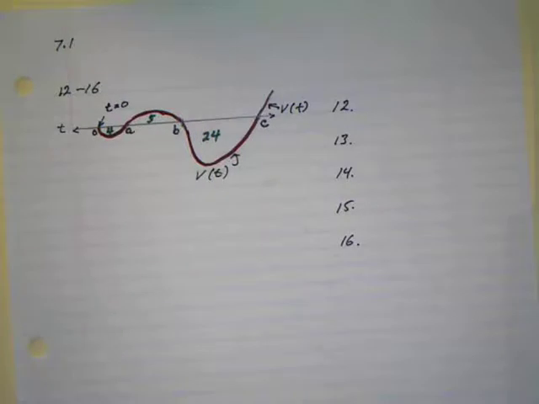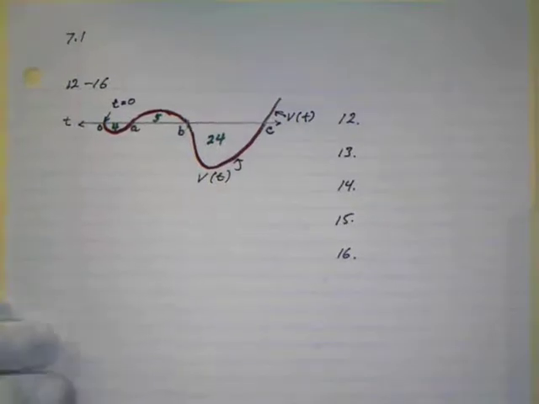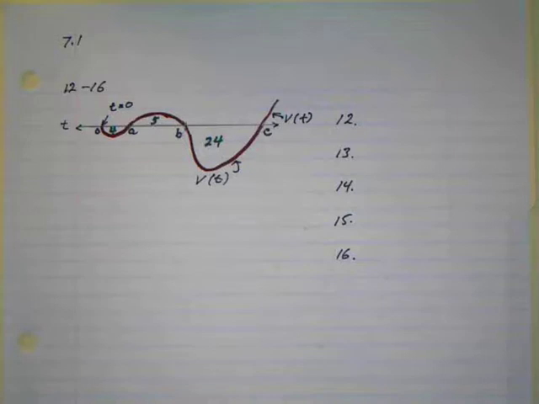Okay, this is 7.1, and these are a little shorter problems. So this is 12 through 16. It refers to this graph and tells you a particle moves along the x-axis, units in centimeters. Its initial position at t sub 0 seconds is x sub 0. The figure shows the graph of the particle's velocity. The numbers are areas under the region, or the closed region.